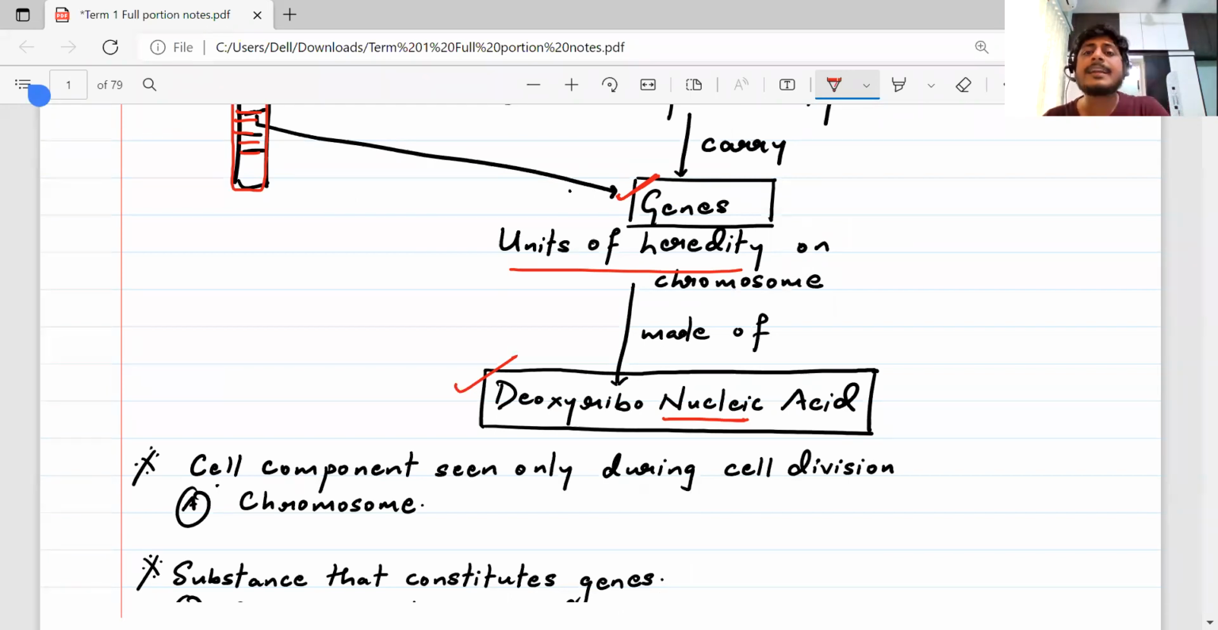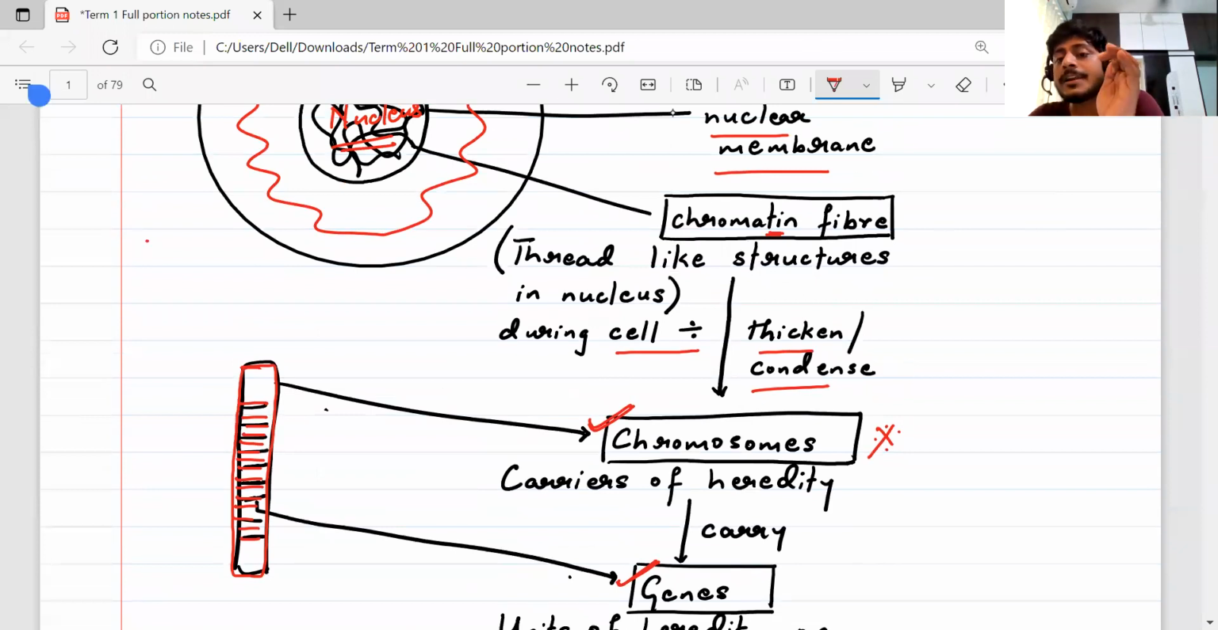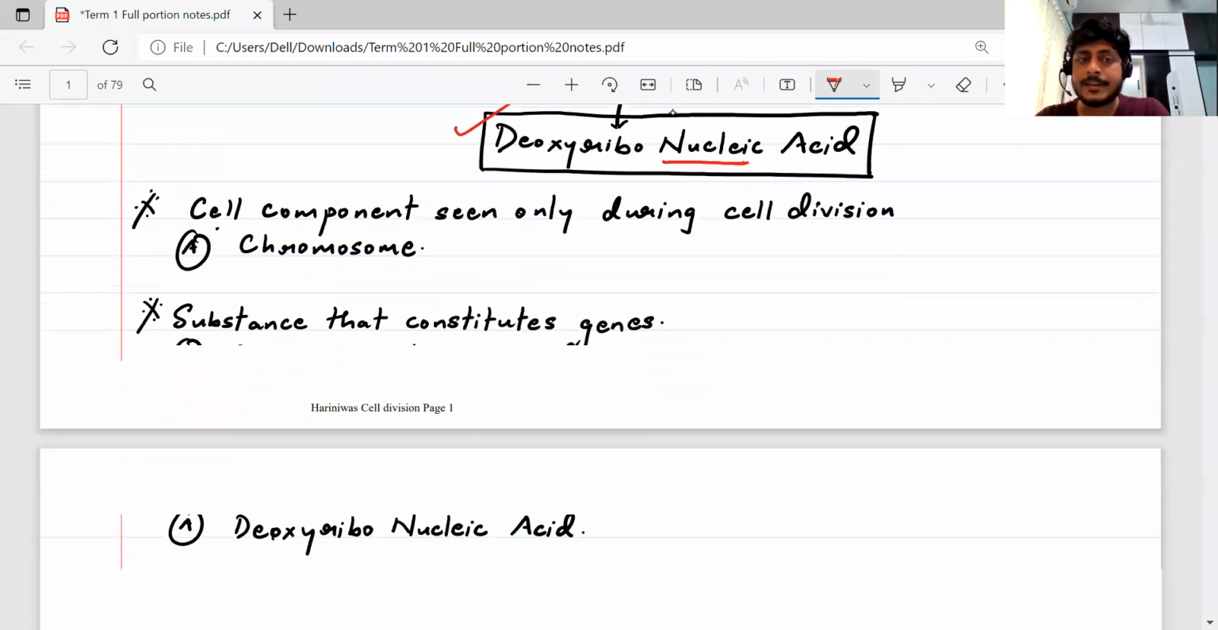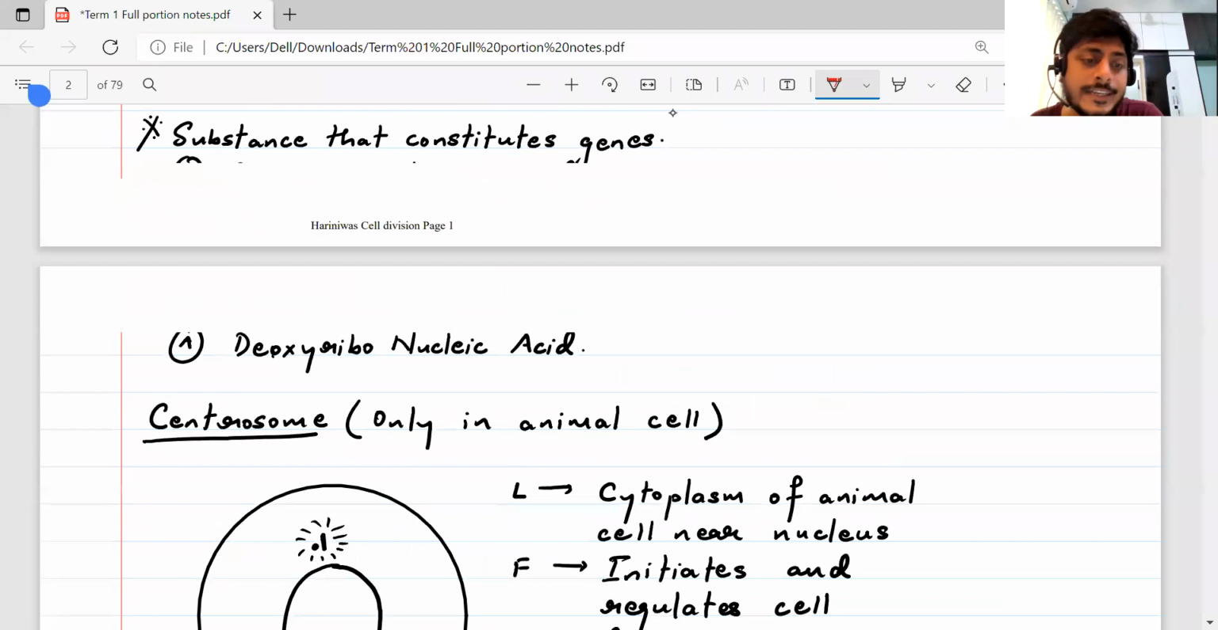So once again, thread-like structures in the nucleus are called chromatin fibers. They thicken or condense during cell division to form chromosomes, which are carriers of heredity, which carry genes that are units of heredity made of DNA. DNA is a substance which constitutes the genes. Full form is deoxyribonucleic acid. Marked important two questions: cell component seen only during cell division, chromosome. What makes up the genes? DNA. Full form deoxyribonucleic acid.